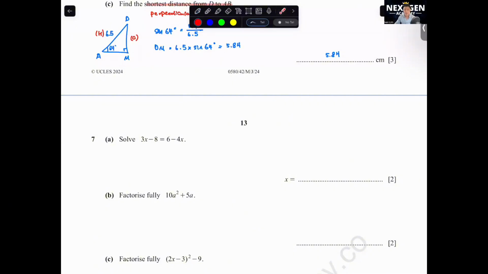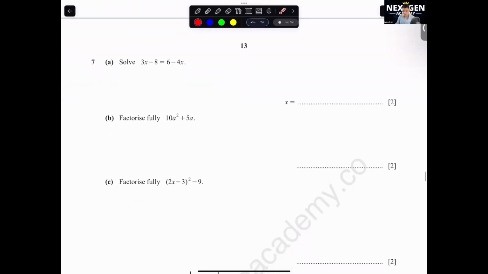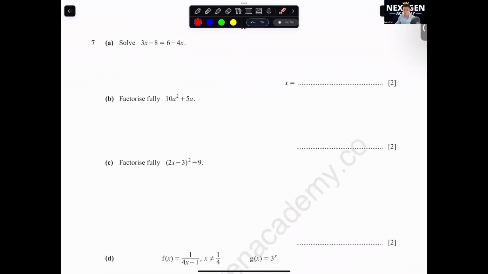All right. Okay, this is part 2 of 058042MJ 2024. We'll start with question 7. Solve 3x minus 8 equals 6 minus 4x. Bring all the x to one side, so it becomes 7x equals 14. x will be equal to 2.